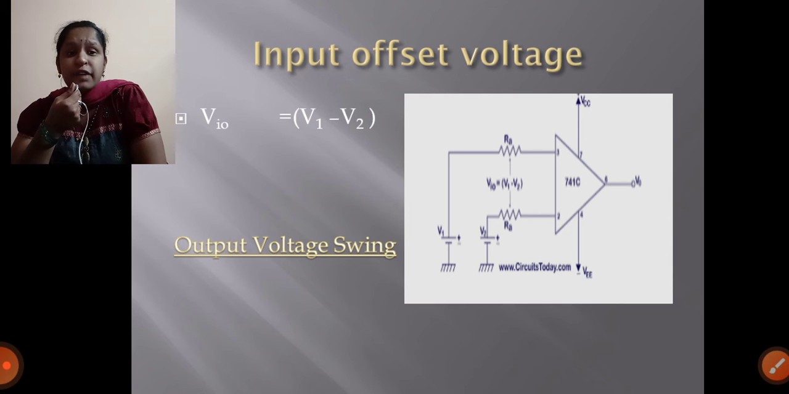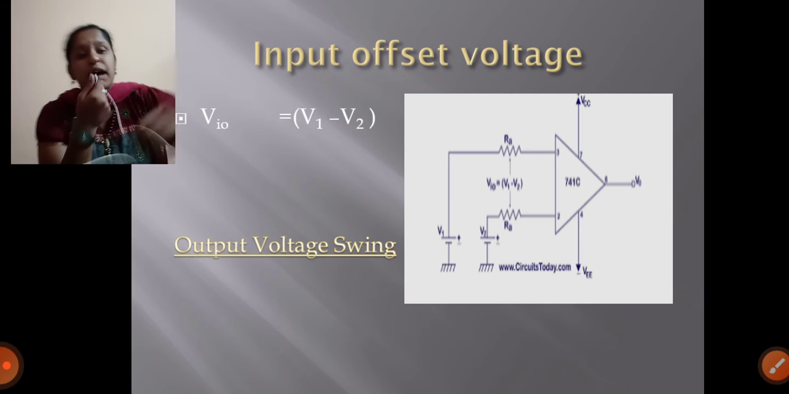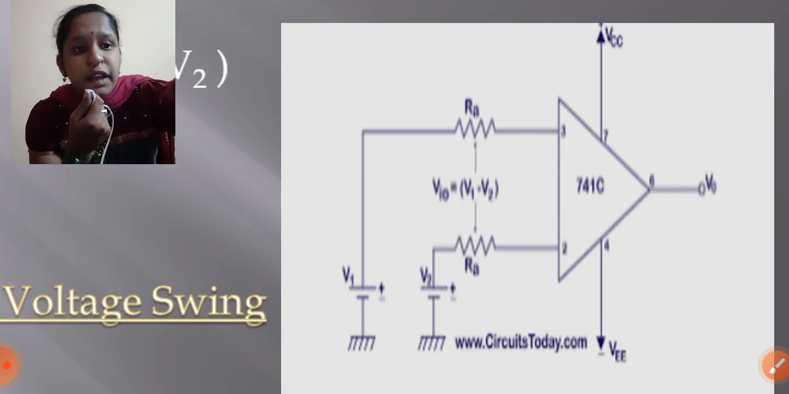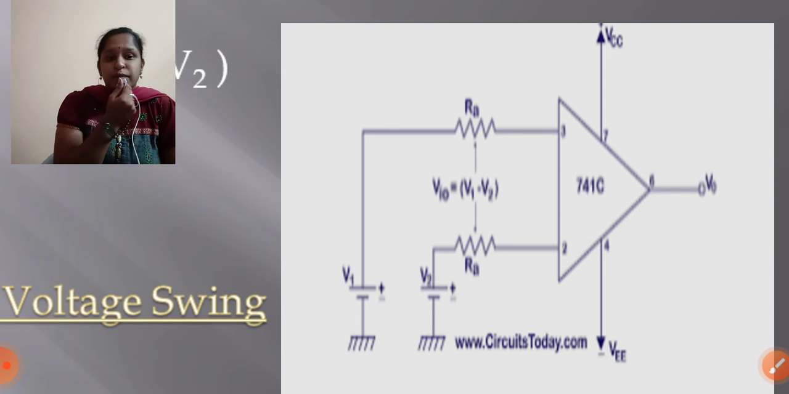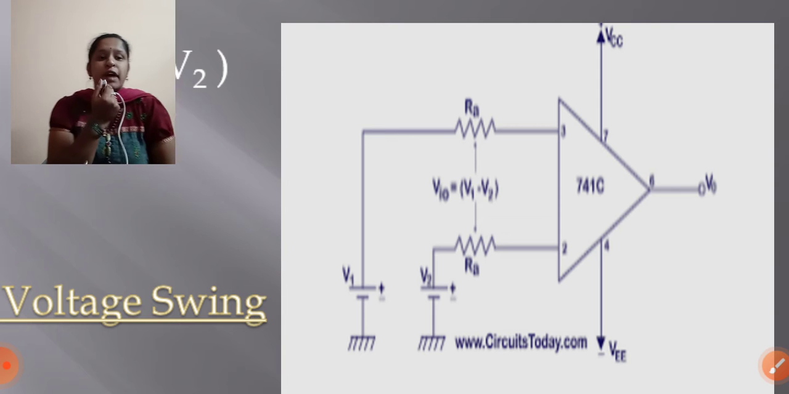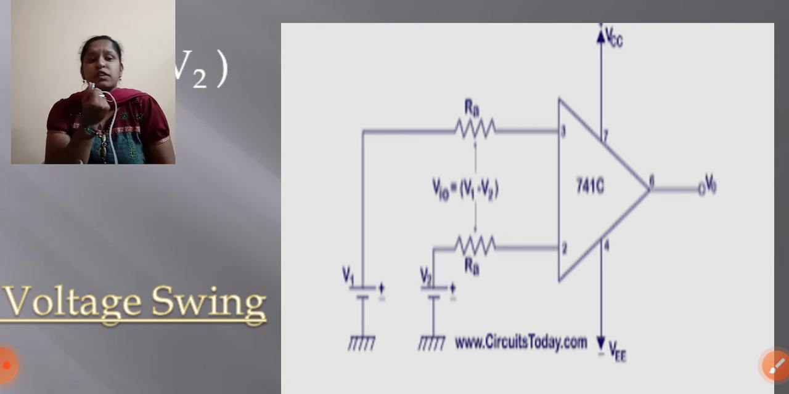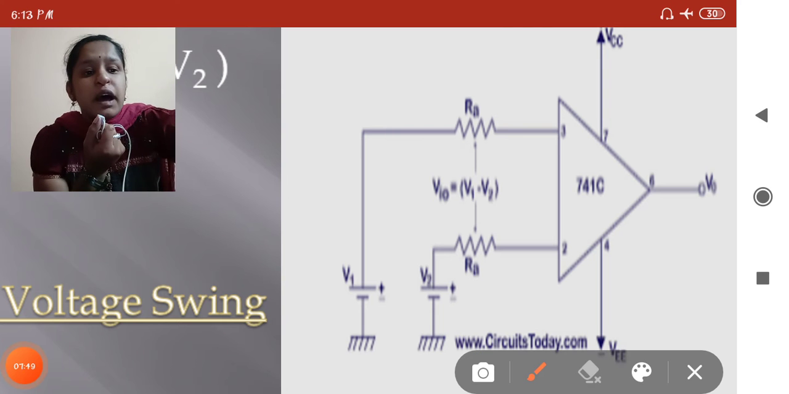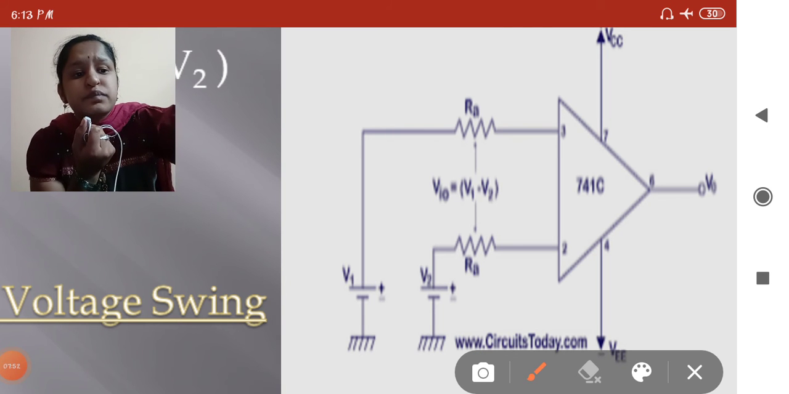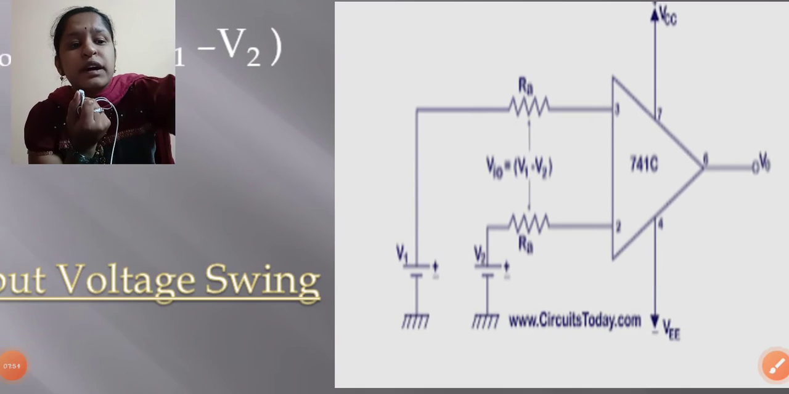Here the VIO equals V1 minus V2. For example, I am showing this circuit. RA and RA, both the resistance values are the same. If both the resistance values are the same, the voltage will be the same, and the current is also the same. Whether it is high or low depends on that. I'm giving some voltages here, right? 5 volt is here.